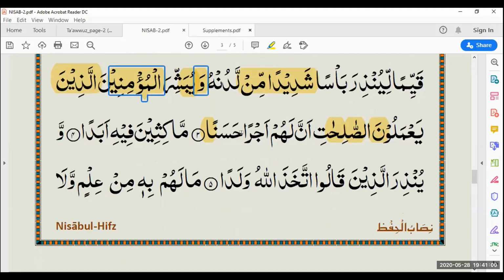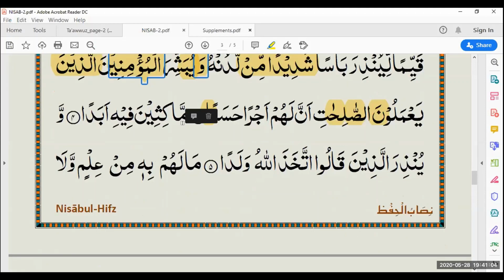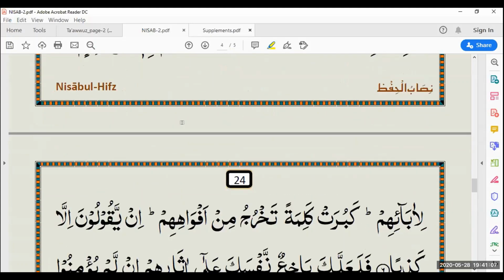Okay. So would you please like to start from verse number 4 till verse number 6, please.